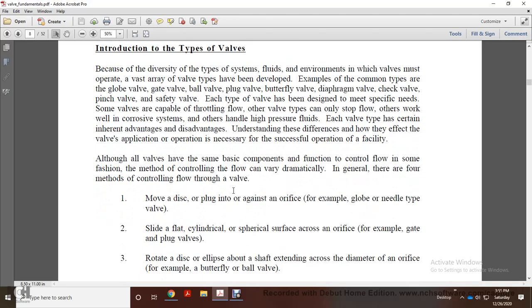Although all valves have the same basic components and function to control flow in some fashion, the method of controlling the flow can vary dramatically. In general, there are four methods of controlling flow through a valve.